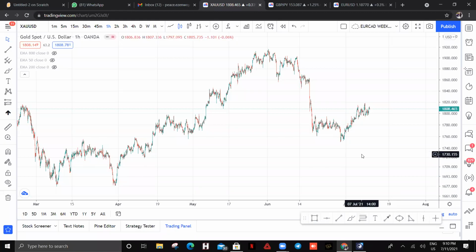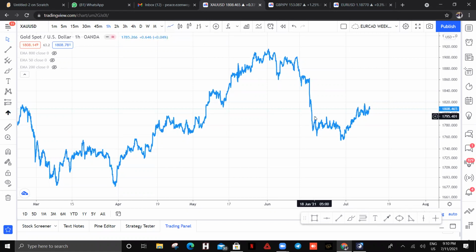Okay. So if you want to check for your zonings, you have to change from the candlestick to a line chart. The line chart is going to help you see all the what? The retests. If you can look at it properly, you can see the retest. Price going up all the way from here.